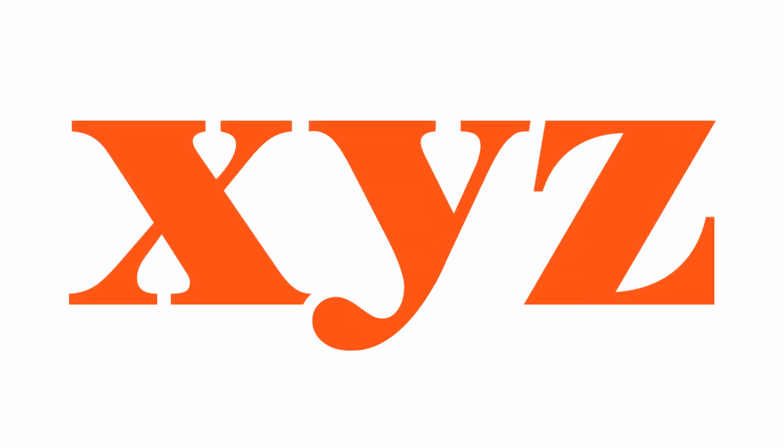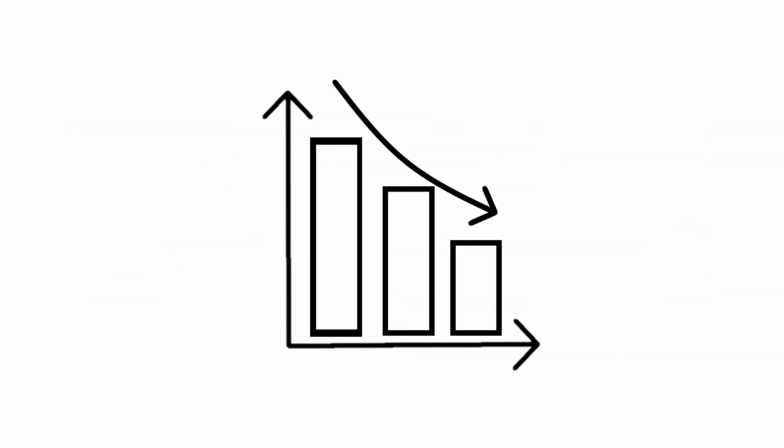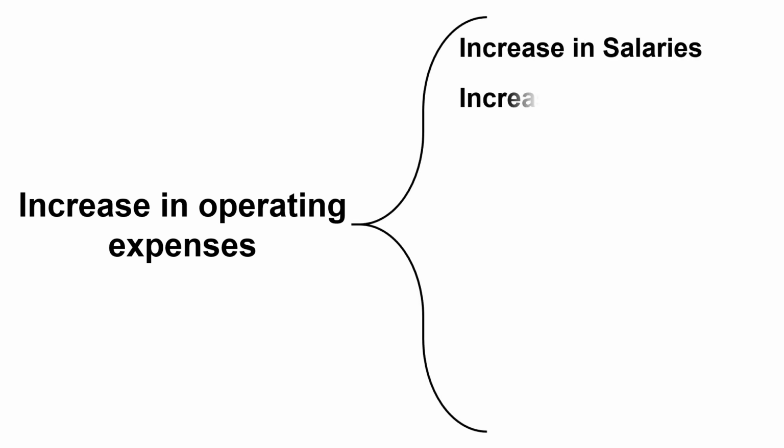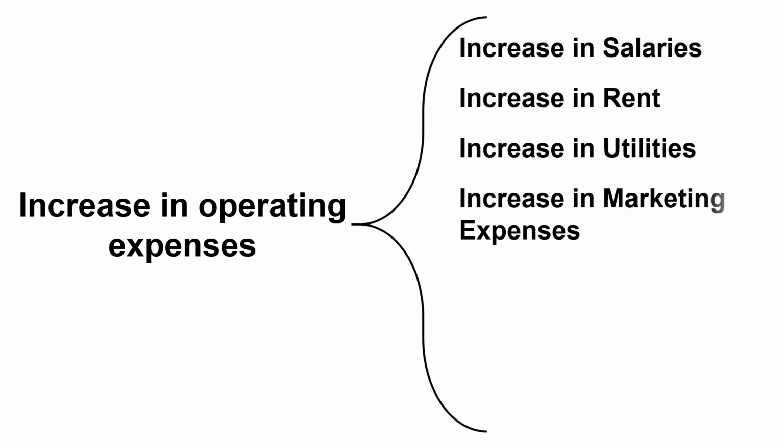XYZ is one of those companies whose operating profit margin has decreased in recent years. There are several reasons why a company's operating profit margin may decrease. Increase in operating expenses. If a company's operating expenses, such as salaries, rent, utilities, and marketing expenses, increase while its revenue remains the same, its operating profit margin will decrease.